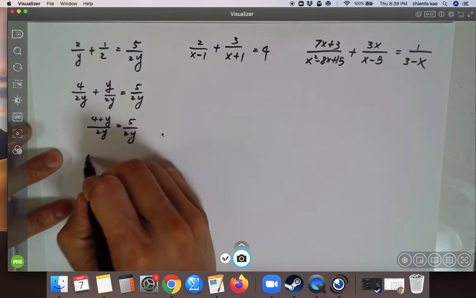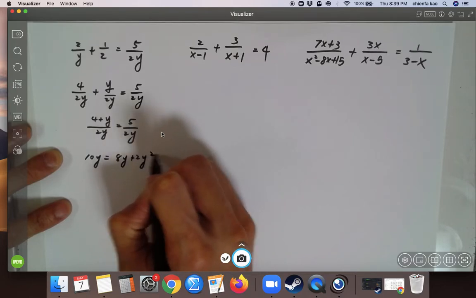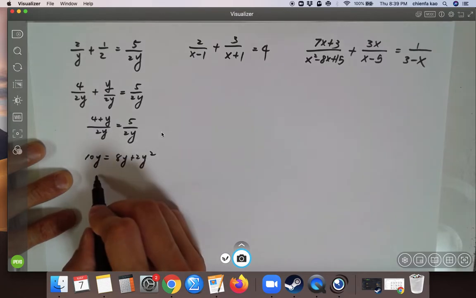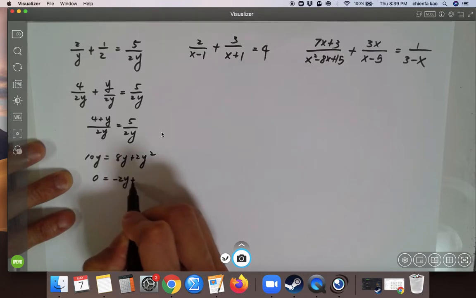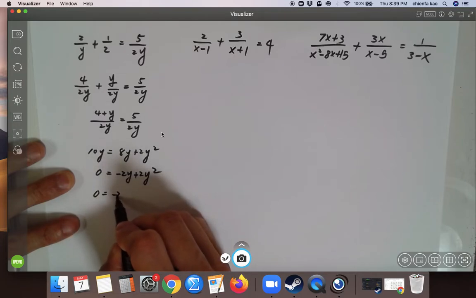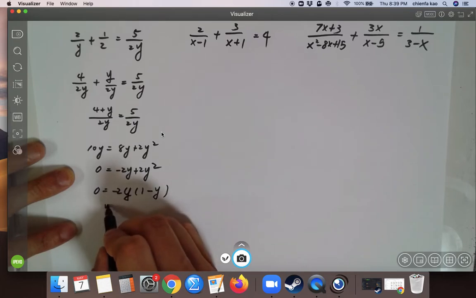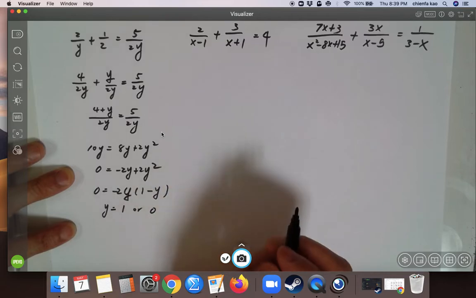Cross multiply. Right? Minus, so 0, negative 2y plus 2y squared. 0 equals to negative 2. I guess we can factor out y. So it's 1 minus y. y equals to 1 or 0.